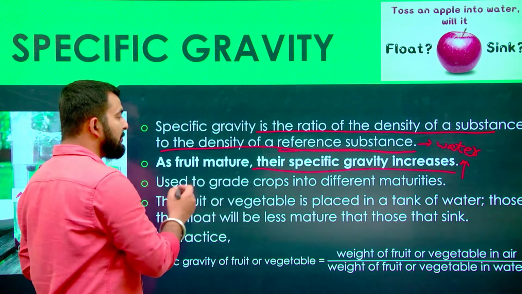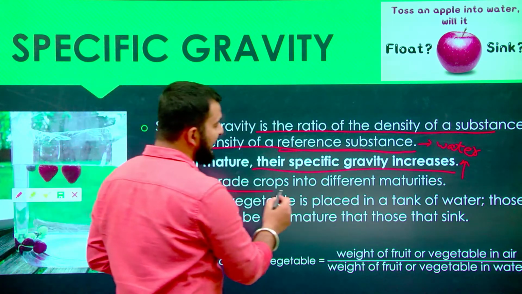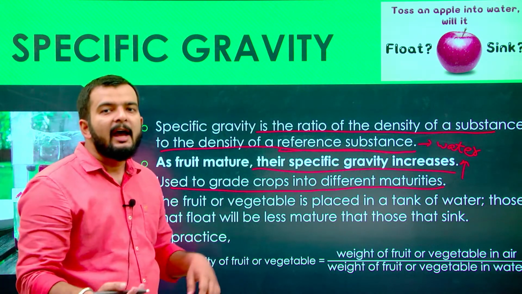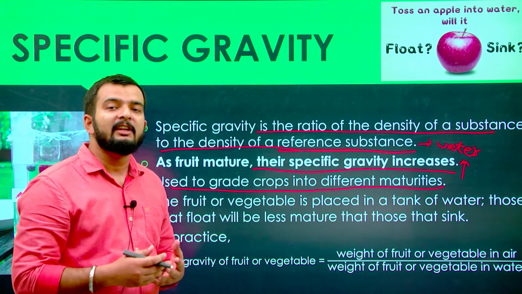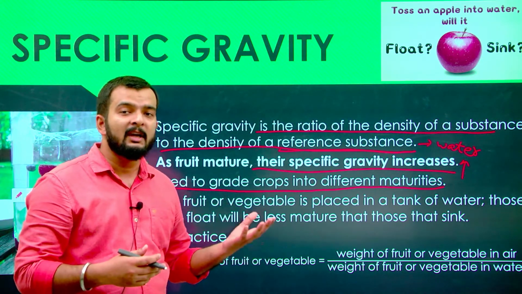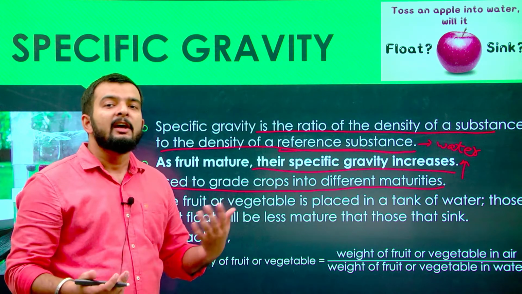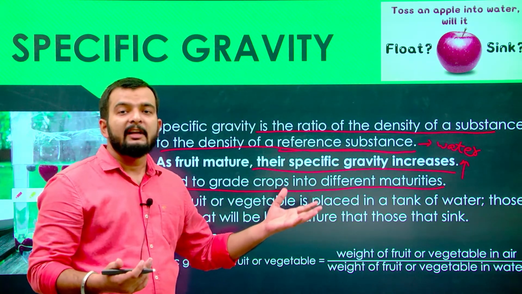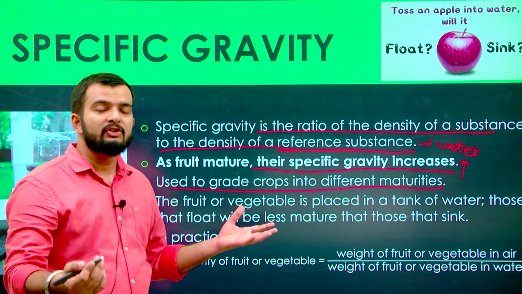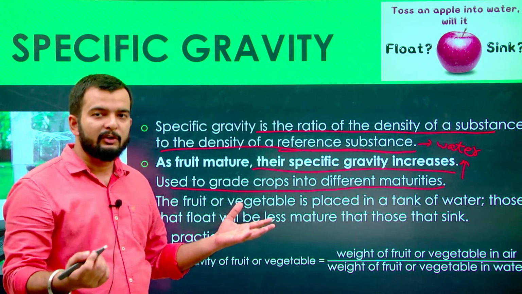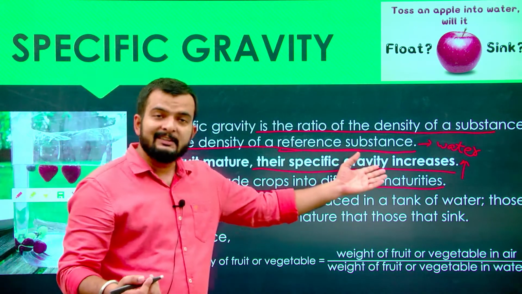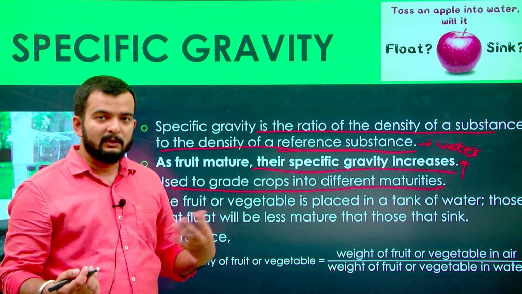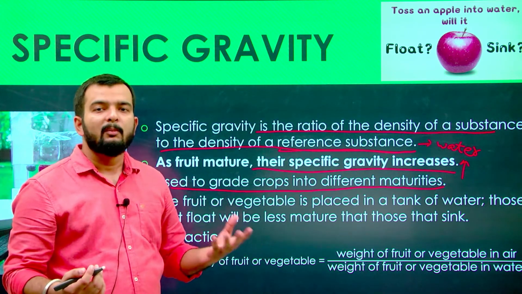Now we can use this specific gravity for the grading of crops into different maturities. Suppose you have harvested your crops, and now based on the specific gravity you can grade those crops, be it fruits or vegetables. So you can grade those crops based on their specific gravity, relating the specific gravity to the maturity index or the maturity level of the crop. As the specific gravity increases, that means the crop or the produce is more mature.